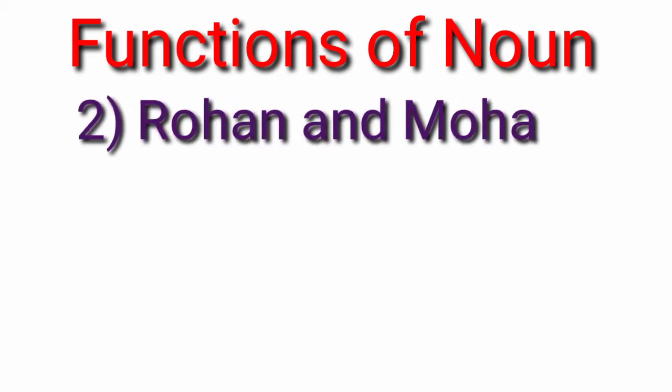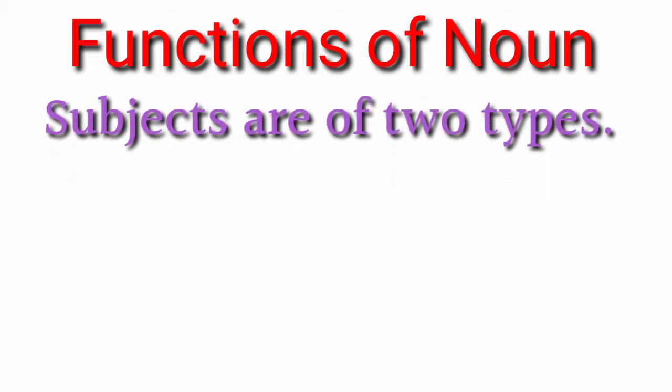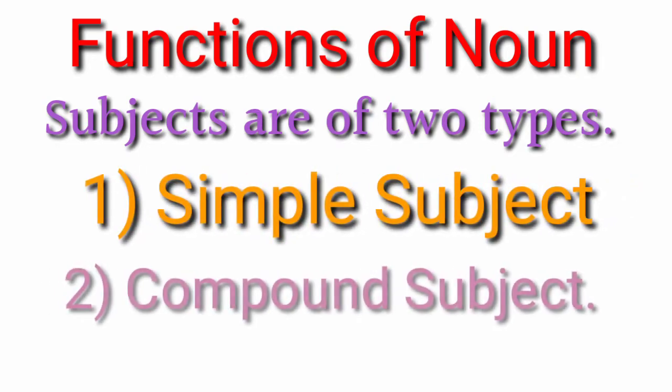Rohan and Mohan play cricket. Rohan and Mohan, this is the subject. But these are two nouns, Rohan and Mohan, so this is called a compound subject. It means that subjects are of two types. Number one, simple subject, and number two, compound subject.